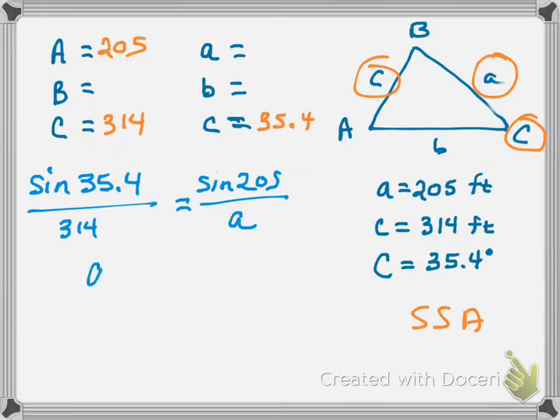When you take this times this and divide by this, you end up with a negative answer for a, which is impossible. A length can never be negative, so that's how you know this is a no solution problem, because little a cannot be negative. It's the case where that one side was too short and just swings back and forth.